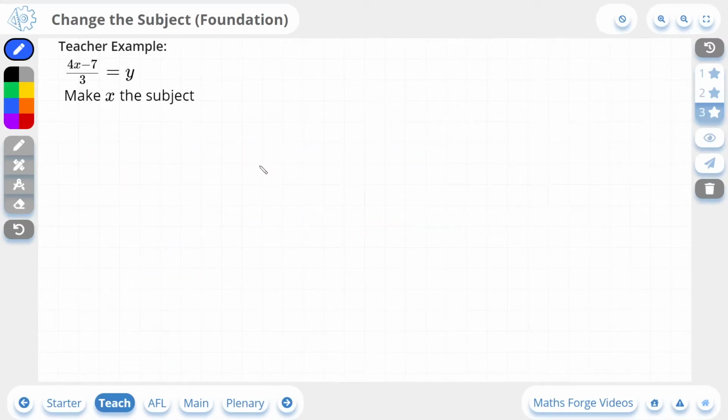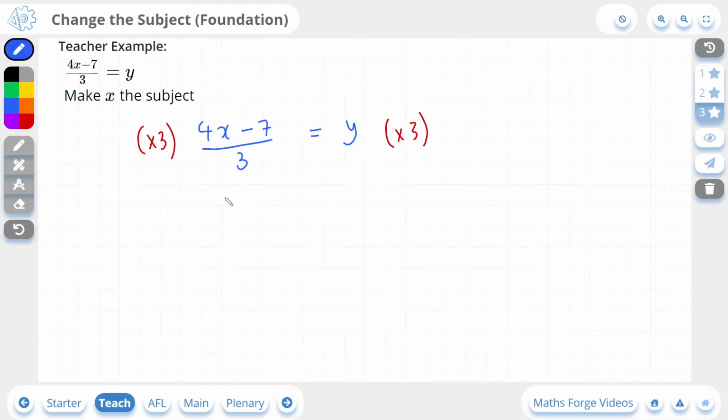Now let's do a three-star example. So here we're being given 4x minus 7 over 3, which is equal to y. And we're being asked to make x the subject. So there's a bunch of things attached to the x. We have a 4 being multiplied to it, then a minus 7, and everything is divided by 3. So the first thing I'm going to do is get rid of this divided by 3. And I'm going to do that by introducing a times 3 to both sides. So times 3, times 3.